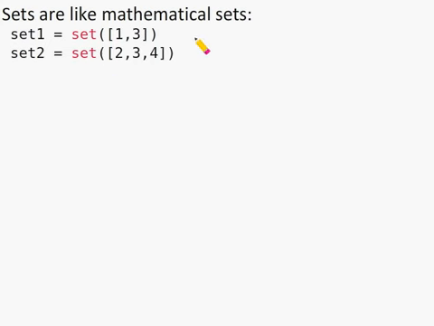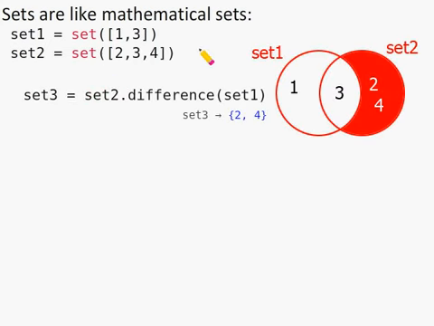One of the things we can do is use the difference method to find what elements are in one set that aren't in another set. So the way you use this is give it the name of the set, so set2.difference, and in the brackets tell it which set that you want to subtract from it. So in this case we're subtracting all the values in set 1 from set 2, and that just takes away the 3 and leaves us with 2 and 4.